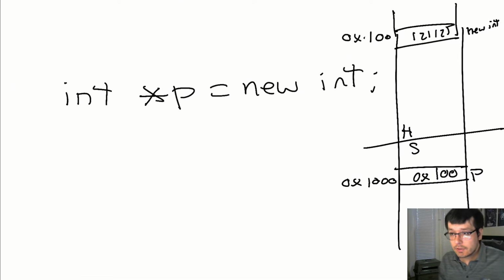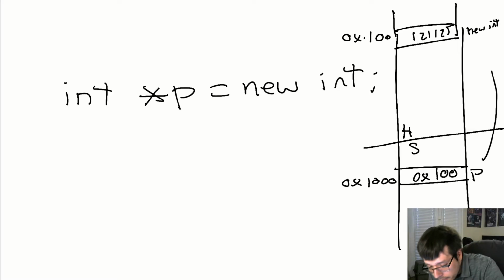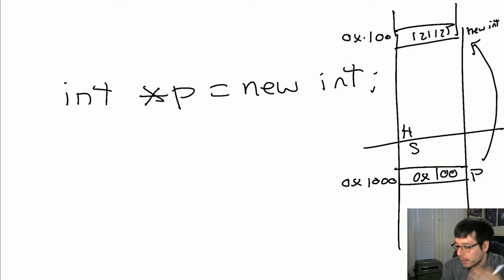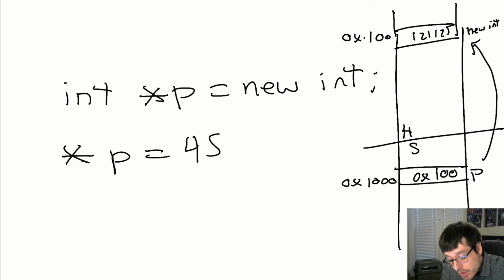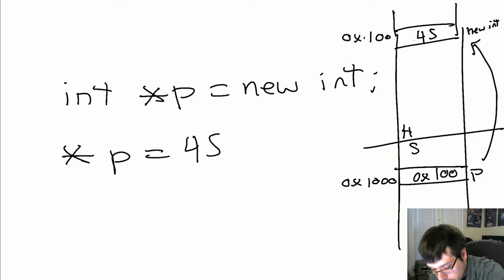All right, so P is pointing here, which means we can work with that. Okay, very cool. We can store some data in there. So let's say we store 42 in there. We dereference that, which, remember, the asterisk means you dereference, which means you go to that address and then store the 45 in the address that the pointer is storing. So what is the pointer storing? Address 100, again in hex. So go to address 100 and store 45 there. So basically, we store 45 here.